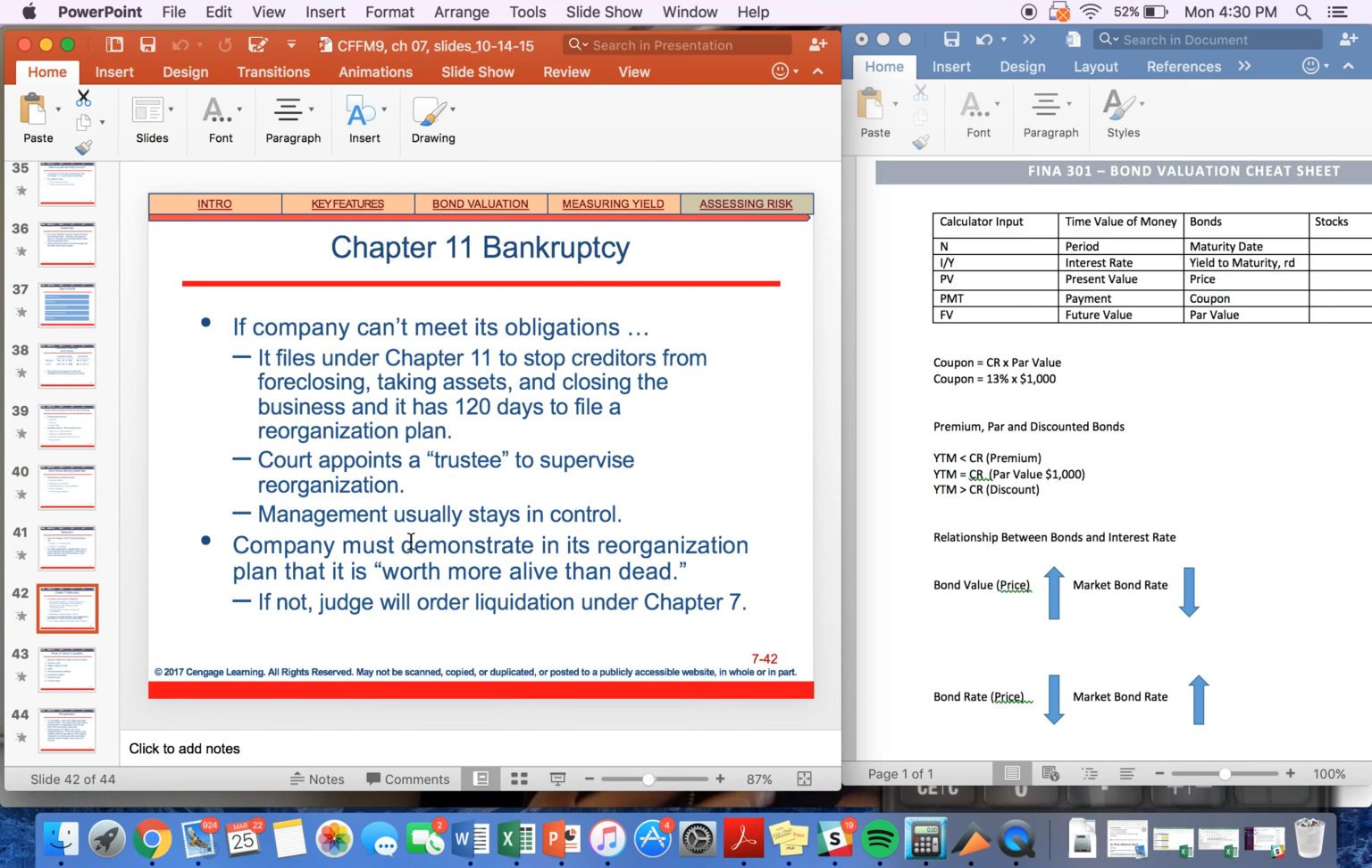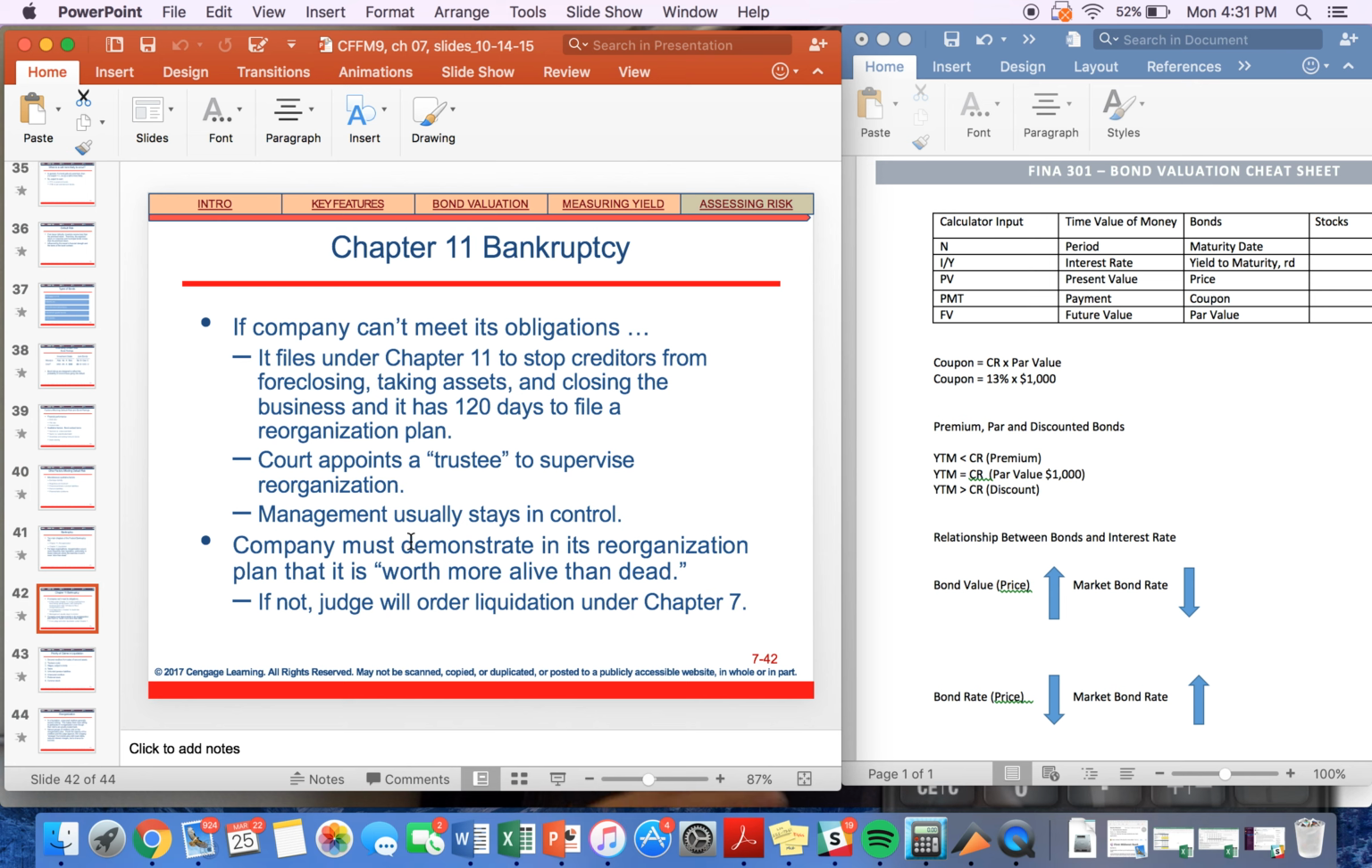It stops anyone from taking your assets. It stops the business from closing, and it gives you 120 days from that point in time to file a reorganization plan. So you sit down with your team and you file a plan to help your company stay afloat. Okay, so you have 120 days to do that.